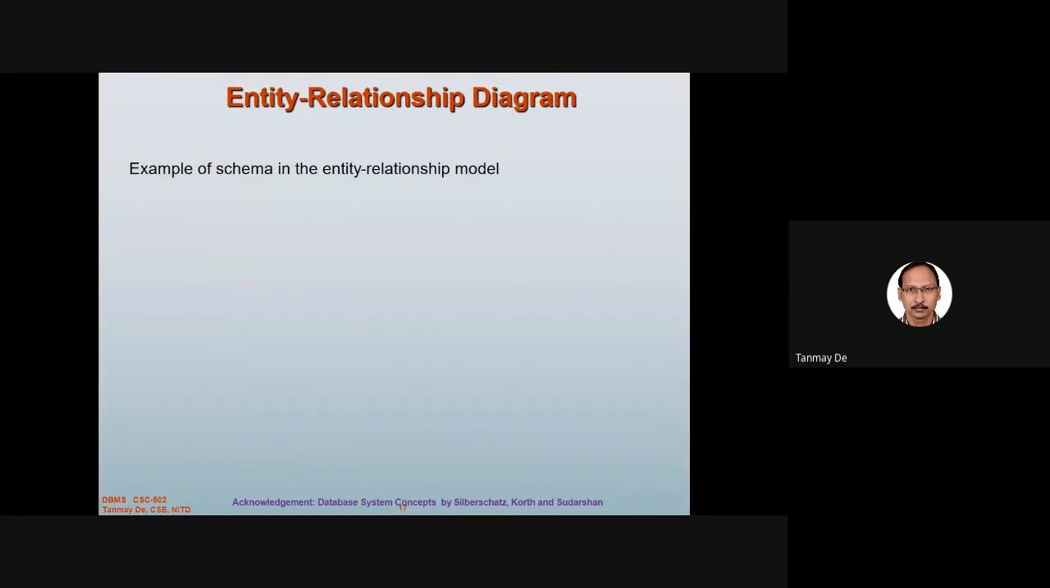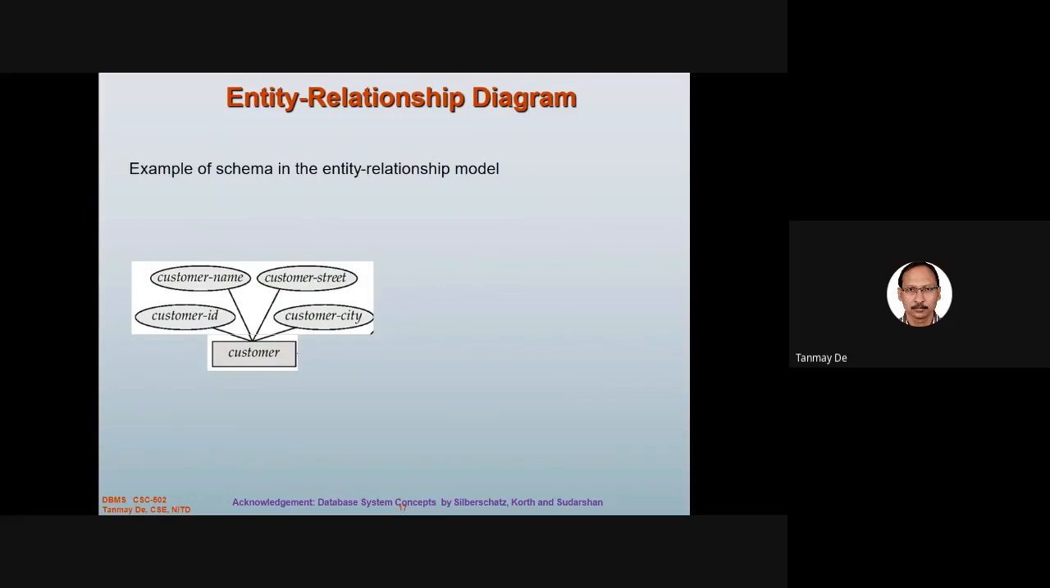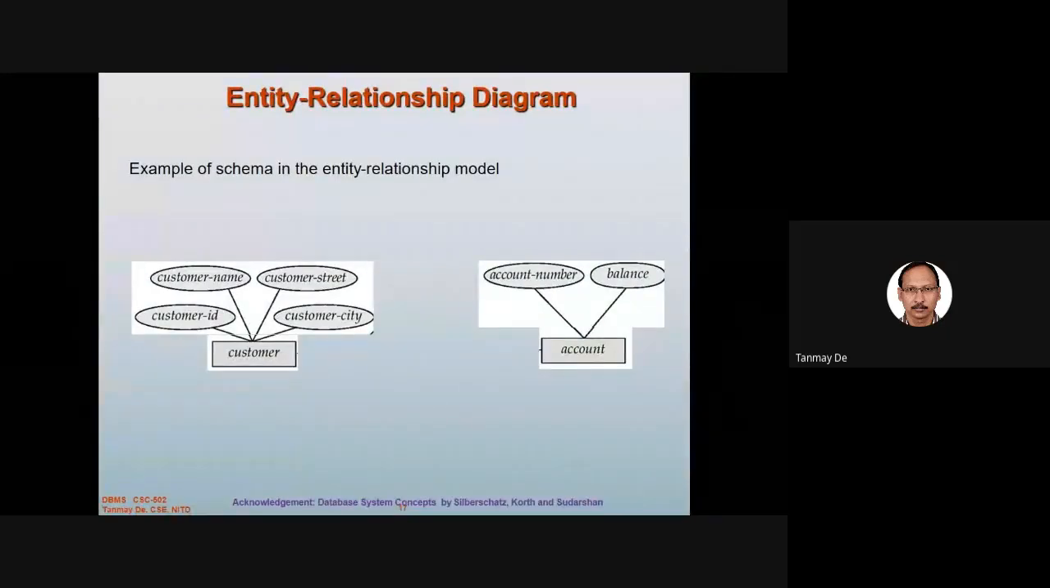Now the example of the schema of the entity relationship model: this is the customer entity set, this is the account entity set, whatever I already discussed. This one is represented as an ER diagram. In my last class I already told that customer is one of the entity sets that contains information about different customers, and account is another entity set that can be described by two attributes, account number and balance. How to represent this in an ER diagram is shown in this way.